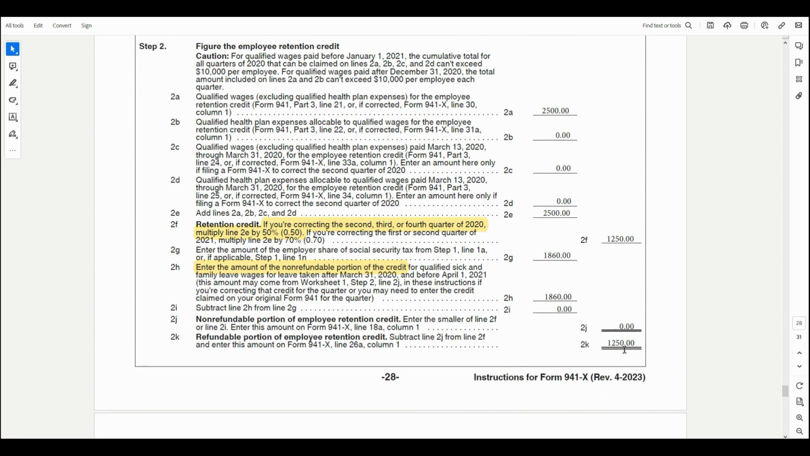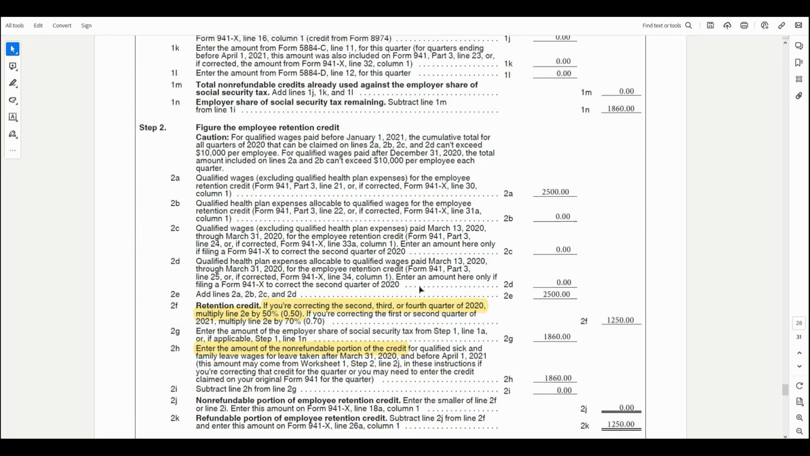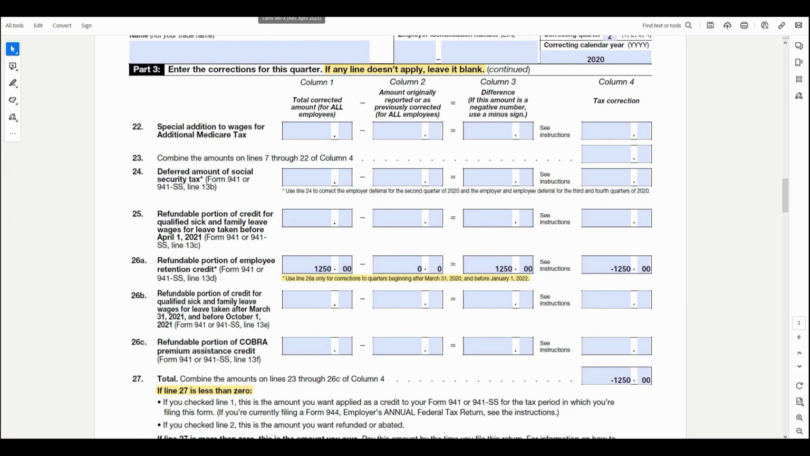Once we calculate the amount of the credit that we're entitled to receive, then we go to our form here. And again, if any line doesn't apply, you leave it blank. The only line that we're going to be adjusting will be line 26A, which corresponds to the refundable portion of employee retention credit. So the total corrected amount for all employees is the amount that they qualify for, so the total corrected amount is 1250.